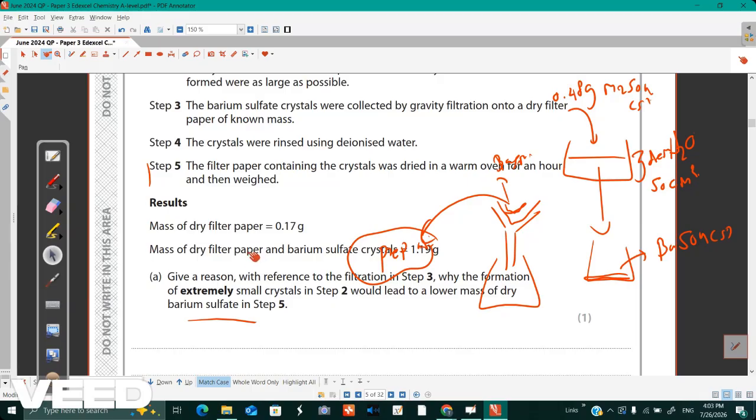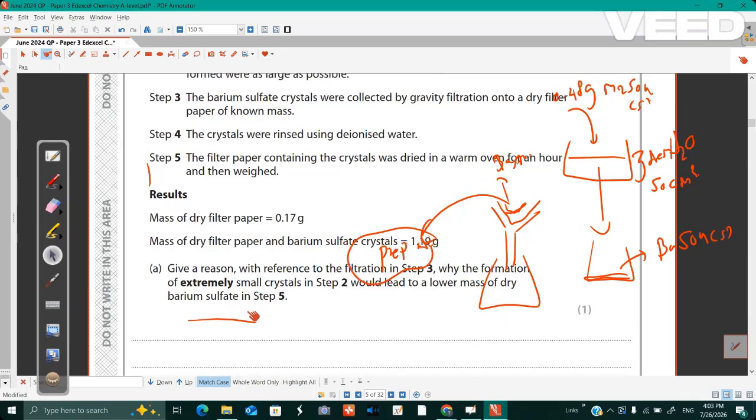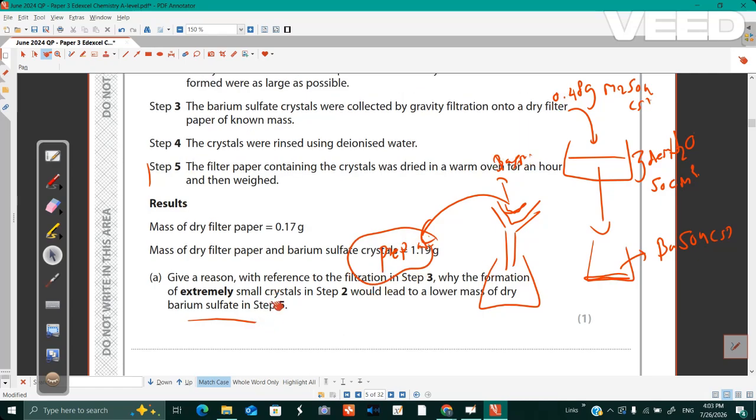Why, when the crystals are smaller, lower mass, when the crystals are large it means higher mass, right? What should be the reason?